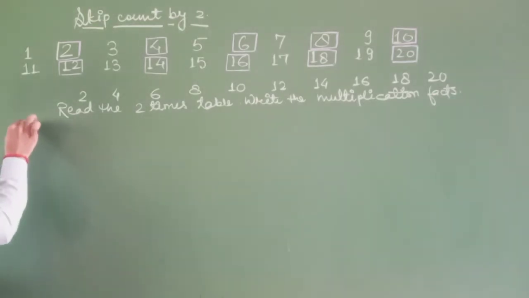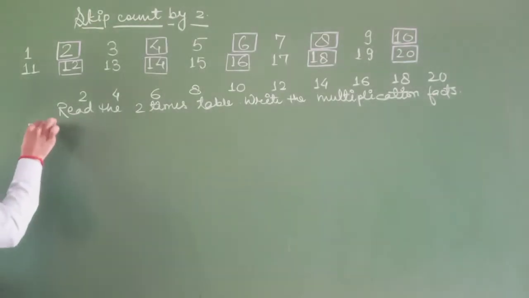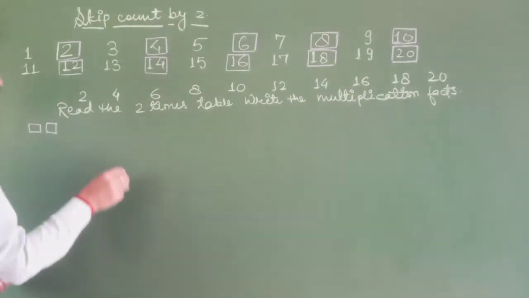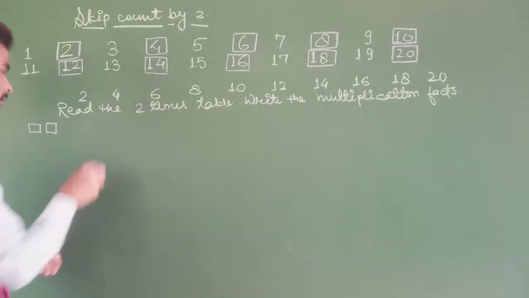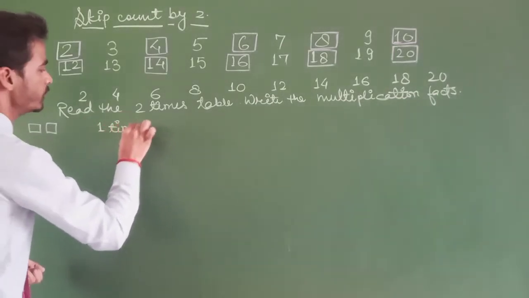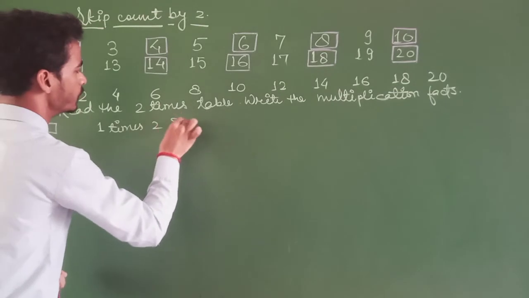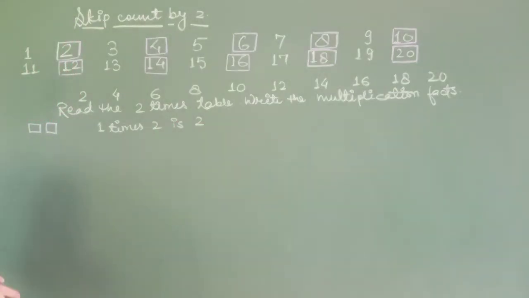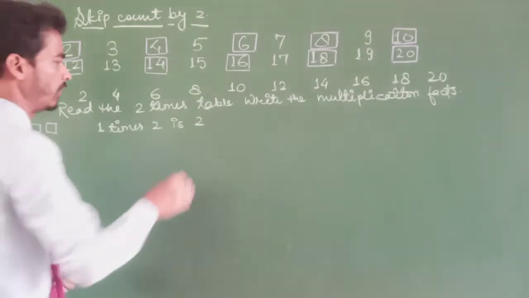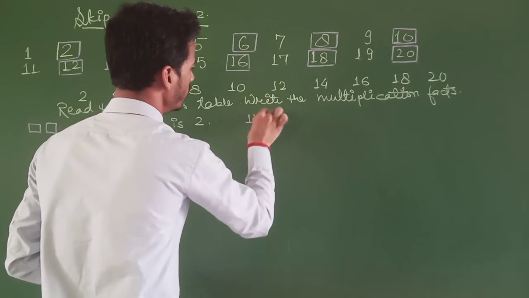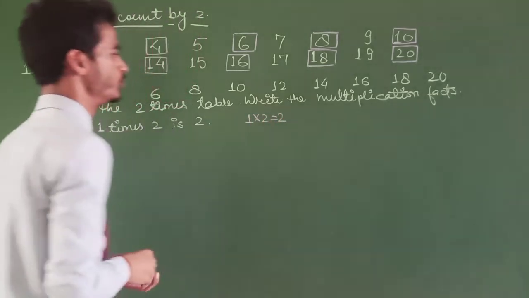This is 1 times 2 is 2. And the multiplication fact will be 1 multiplied by 2 is equal to 2.